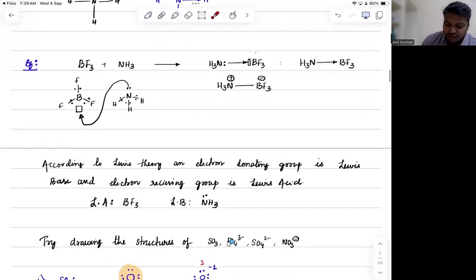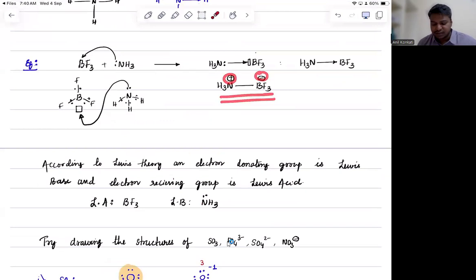Notice this. If you have BF3, which will act like a Lewis acid, NH3 with the lone pair present on it will donate electrons to it by dative bonding. This is how we write it down. If you write it in a covalent bond format, write it as plus and minus. So this will become the bond line structure.